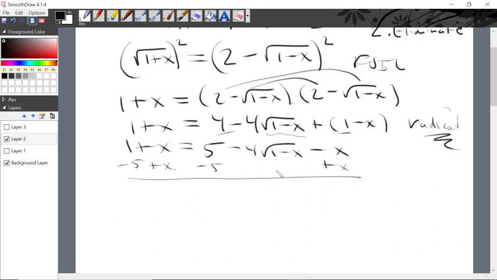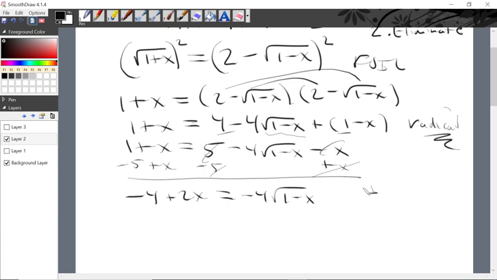We're going to start combining these steps now. 1 minus 5 is negative 4. x plus x is 2x. And on the right-hand side, we've canceled this, we've canceled this. We are left with negative 4 root 1 minus x. The term with the radical in it is now isolated. So now we can go ahead and we can eliminate.